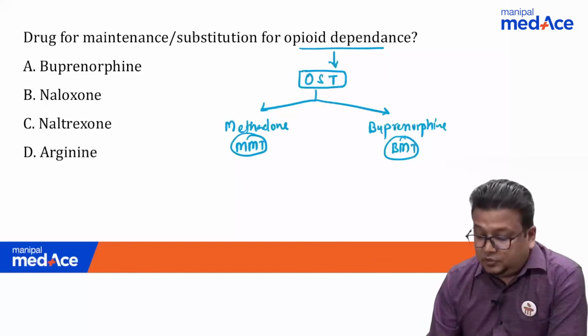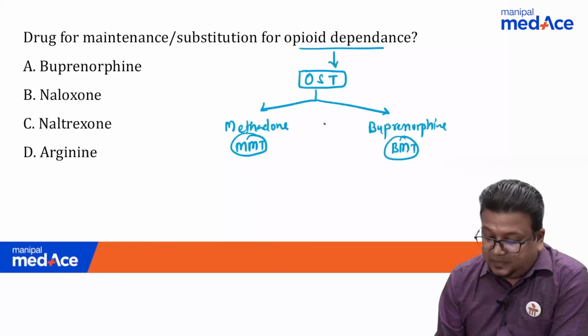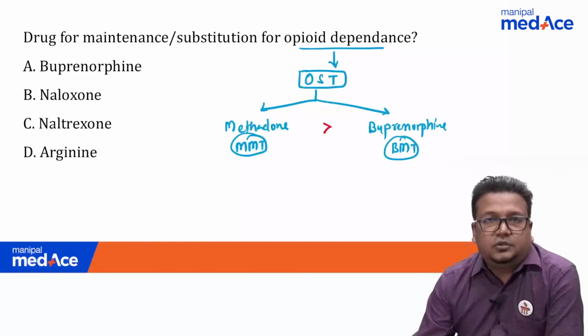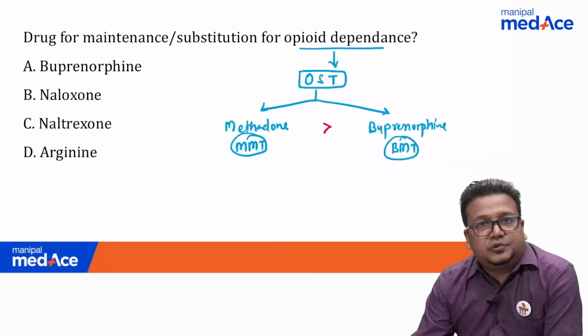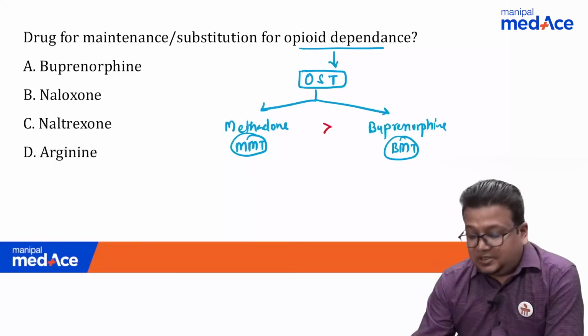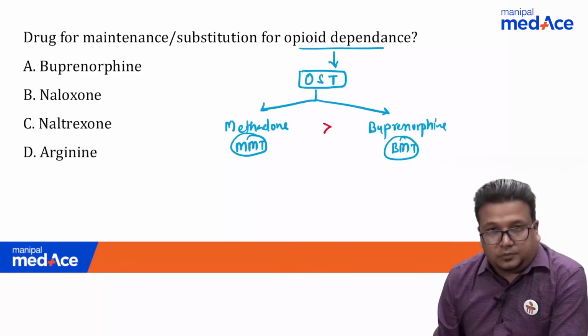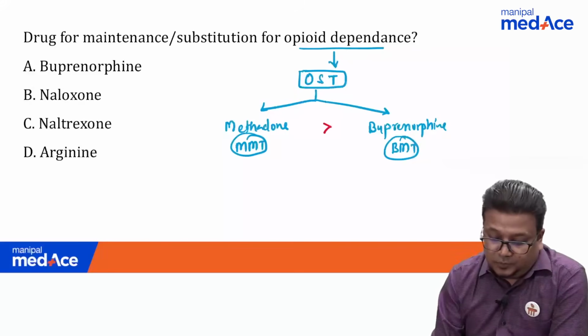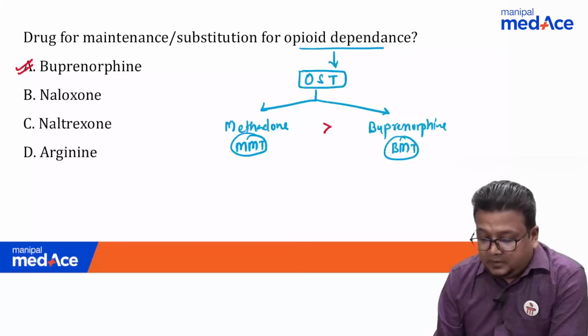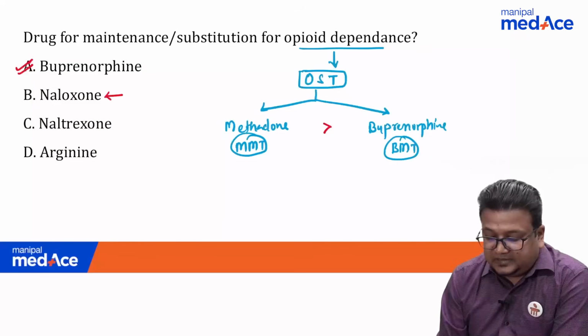Either of these can be used, with methadone maintenance therapy being the preferred option as per the WHO and all the standard books. So we substitute the morphine or the heroin that the patient was taking with either methadone or buprenorphine. So out of the options given, methadone is not given, so buprenorphine is the best answer. Naloxone, we all know, is the drug of choice for heroin or morphine toxicity.